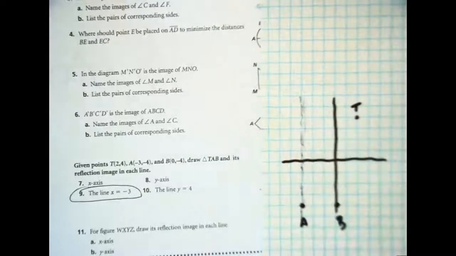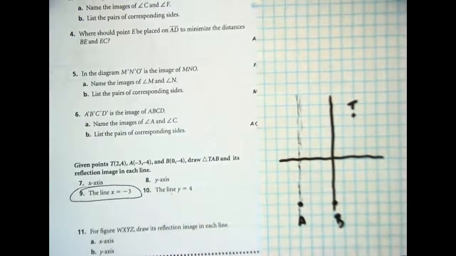I'm reflecting over that line. Everyone show your neighbor where y equals 4 is. Okay, that's what your arm says. Where's it at on the y-axis? It crosses up at 4.